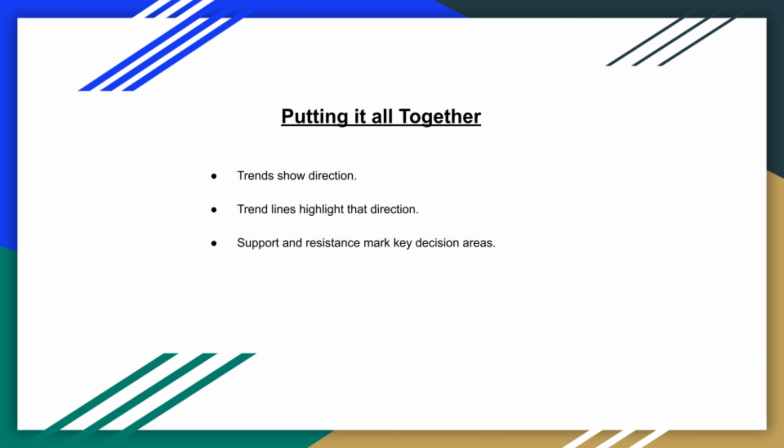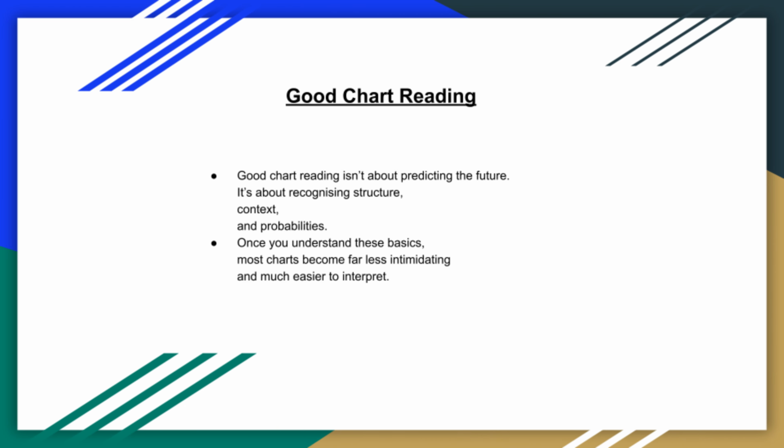Putting it all together. Trends show direction, trend lines highlight that direction, support and resistance mark key decision areas. Good chart reading isn't about predicting the future, it's about recognizing structure, context and probabilities. Once you understand these basics, most charts become far less intimidating and much easier to interpret.